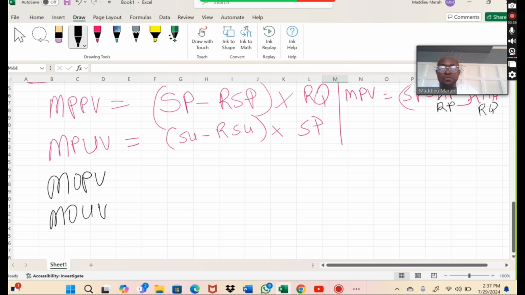Okay, so these two variances in the black, managers can be held responsible for them. So what is the material operational planning variance?